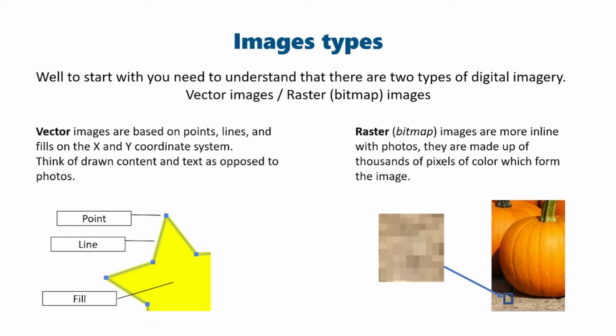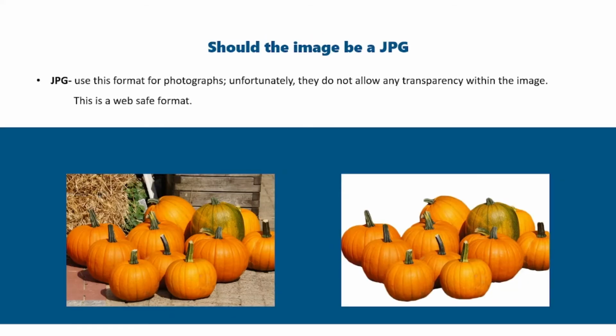Raster images are going to be made up of thousands of pixels, and you want to use photographs for these. Vector artwork is going to be more the computer drawn or graphic type of imagery. So let's begin examining the different types of images, and we'll begin with the JPEGs.